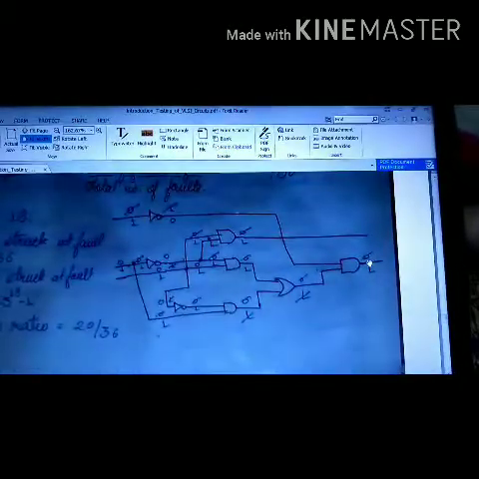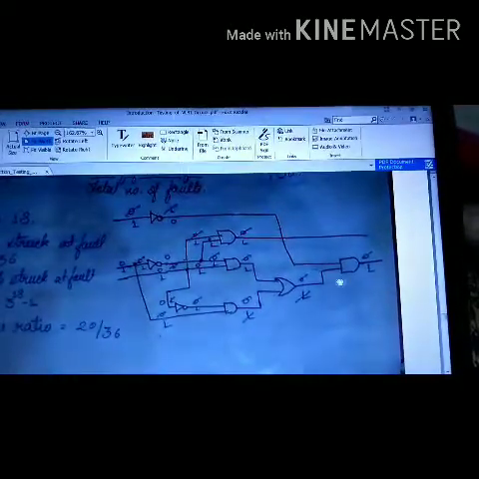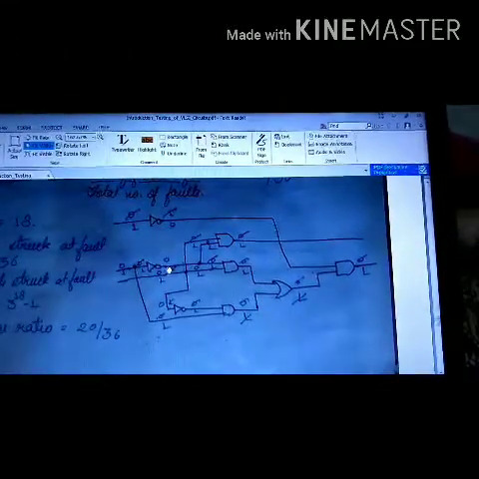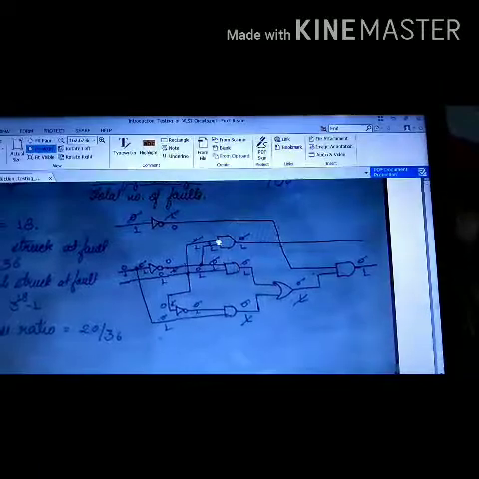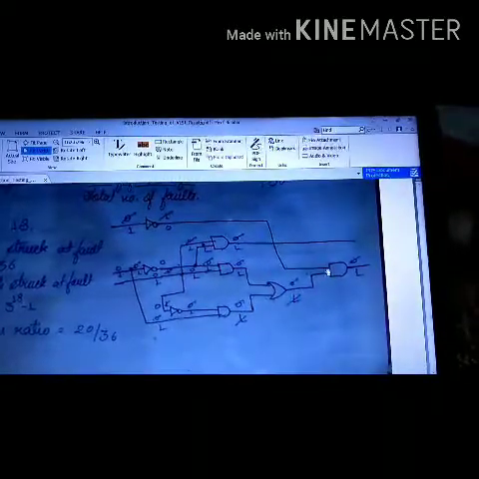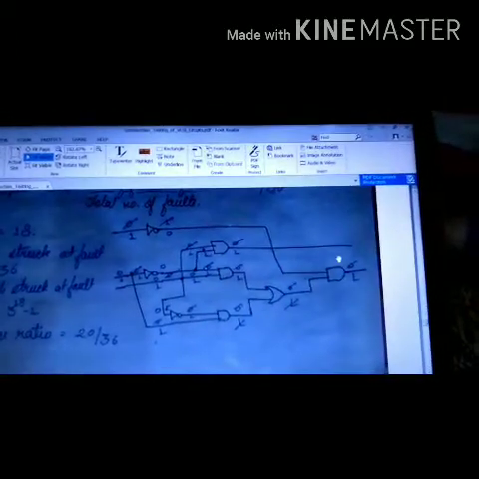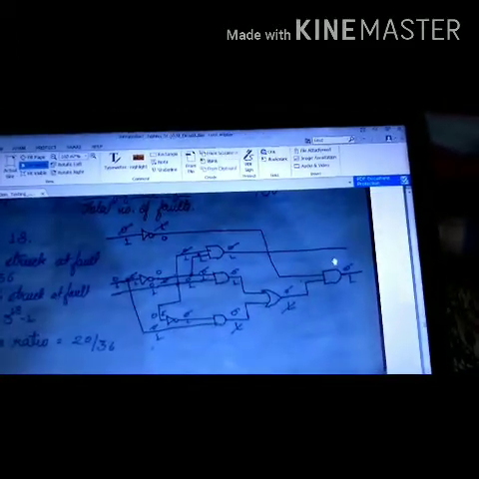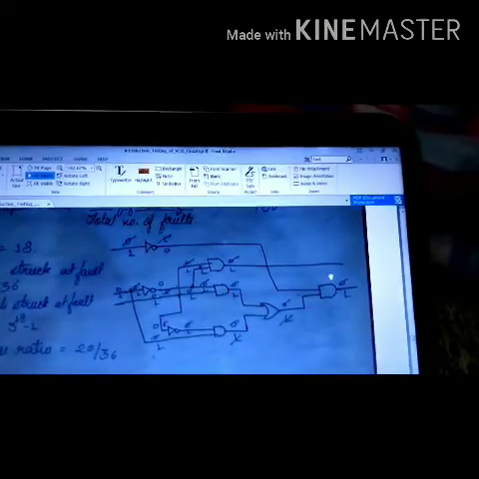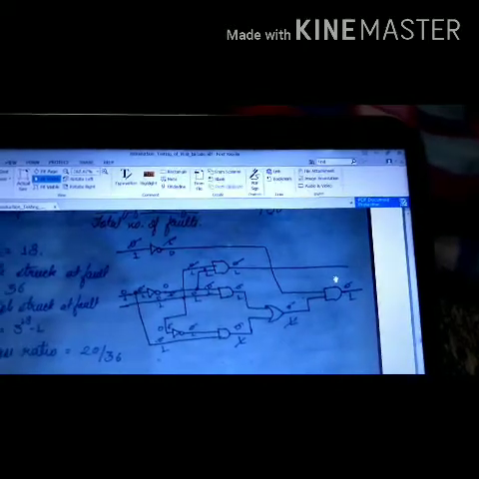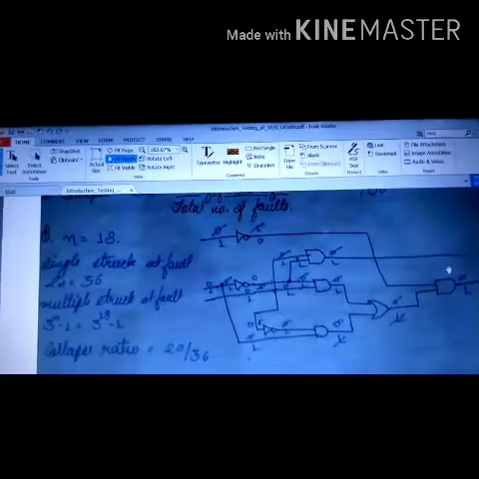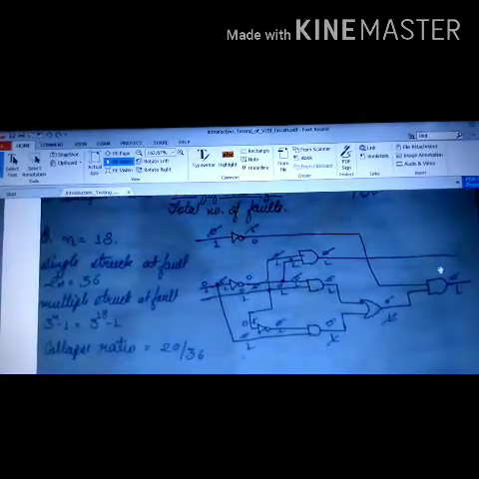So now let us see how many faults have been cancelled. 1, 2, 3, 4, 5, 6, 7, 8, 9, 10, 11, 12, 13, 14, 15 and 16. So 16 stuck at faults have been cancelled. Earlier we had 36 faults, so 36 minus 16, only 20 faults will remain. So my collapse ratio is 20 upon 36.